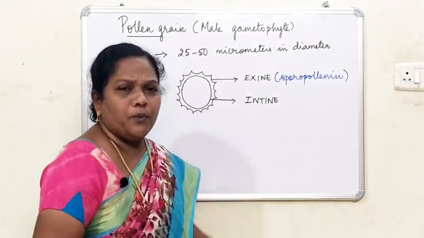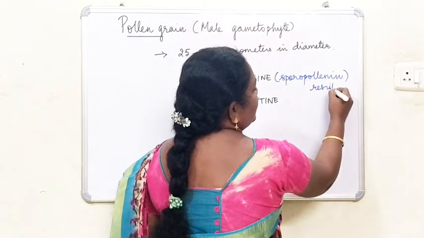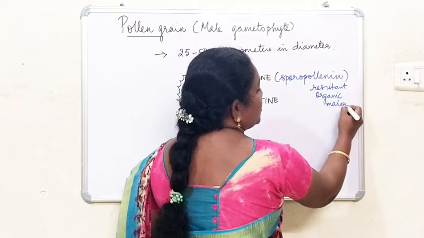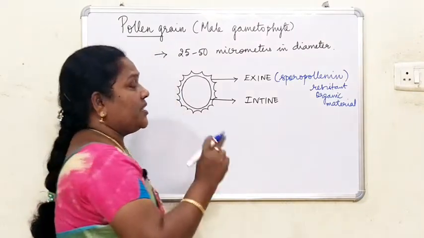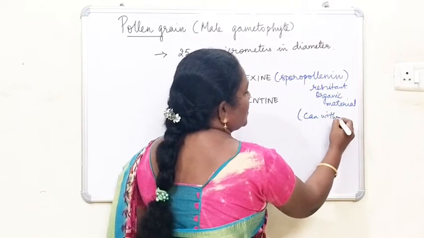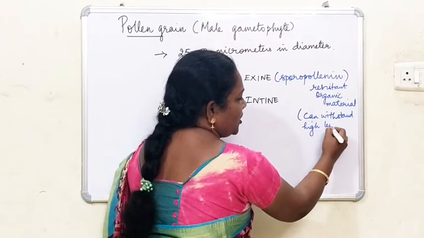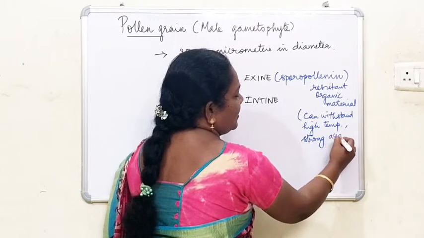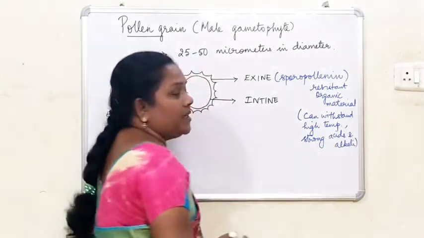So what is Pulanen? It is a resistant organic material which has the tendency to withstand high temperature, strong acids and alkali. That is a very, very important point to be noted. If Pulanen is present, it can withstand high temperature, strong acids and alkali. This is the main important function of Pulanen.